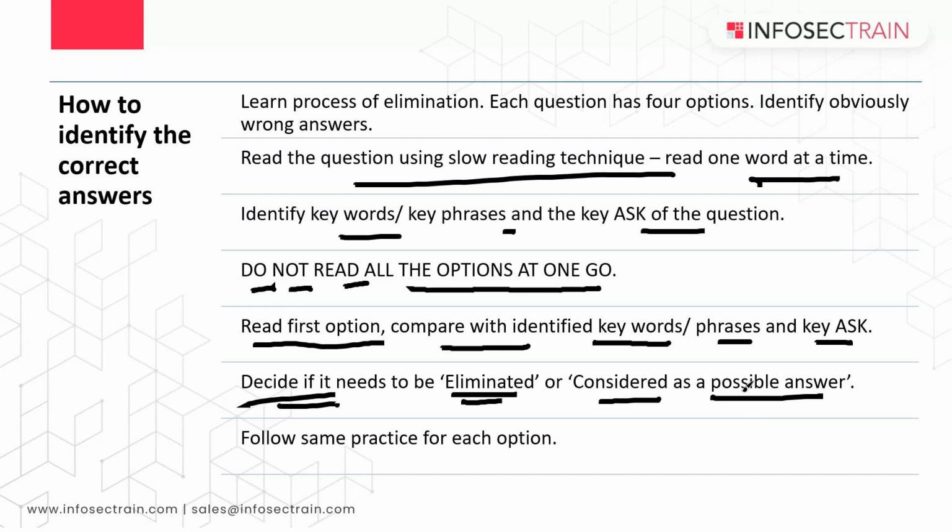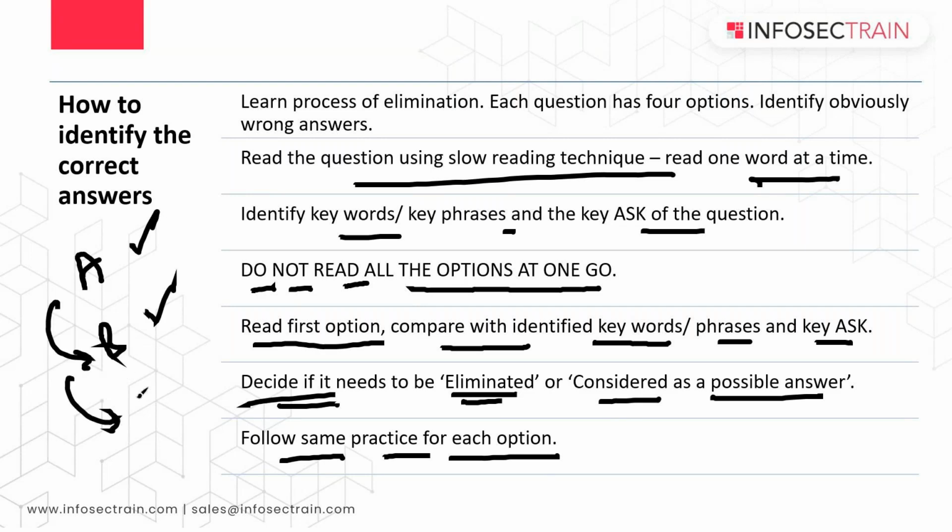Without taking this decision for option A, you shall never go to option B. And then you take the same decision for option B, then only you go to option C. Then you take the same decision for option C, and then only you go to option D. So you follow the same practice for each option. So A, done, then only go to B. Done, then only go to C. Done, and then only go to D.